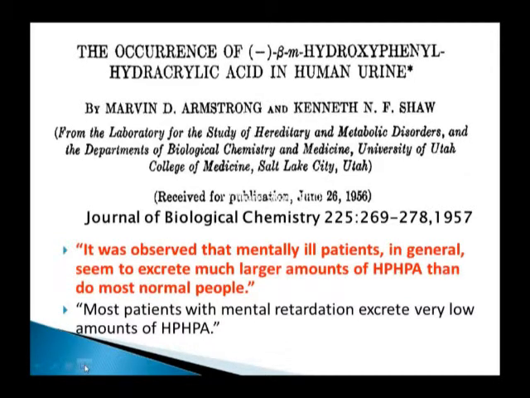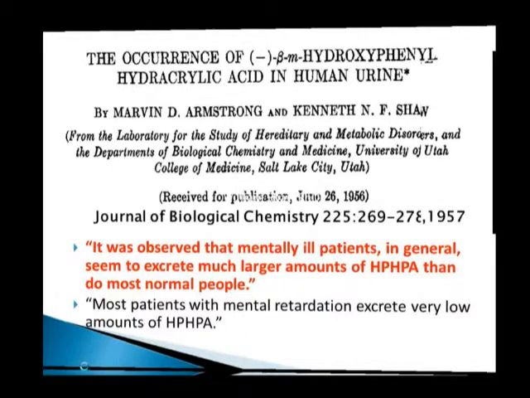This is a journal article going back to 1957, in the Journal of Biological Chemistry, that was looking at this particular chemical, which was found much higher in mentally ill patients, first, patients with mental retardation, as they stated. Their levels of HPHPA were much higher than in essentially normal people. This is their verbiage, or neurotypical people.